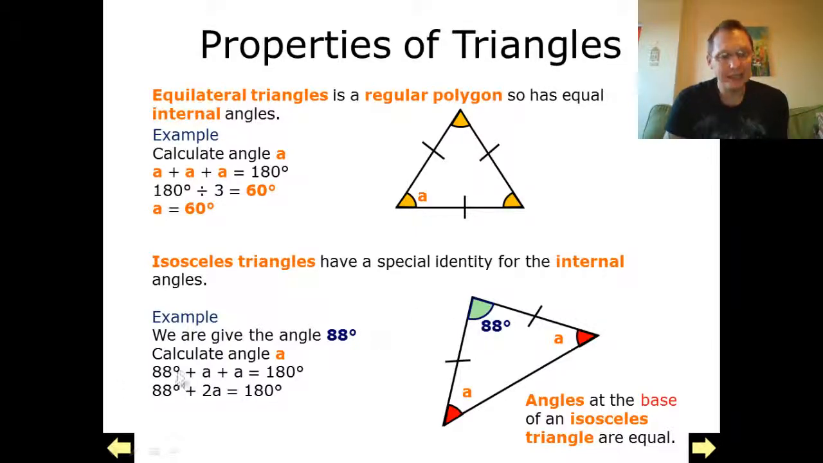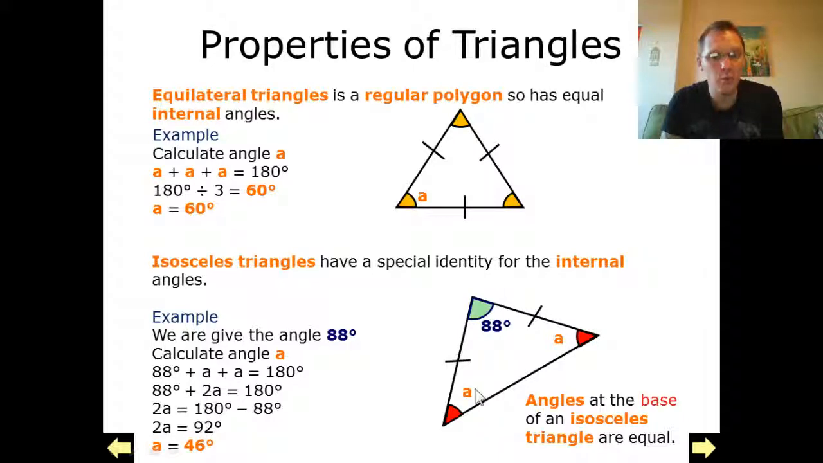Which means if I simplify this, 88 degrees plus 2a, 2 lots of a, equals 180 degrees. So now if I subtract 88 degrees from both sides, 2a is going to equal 180 degrees less 88 degrees, which leaves me with 92 degrees for both of these two angles. Now if I was to halve that, that will give me one angle being 46 degrees.